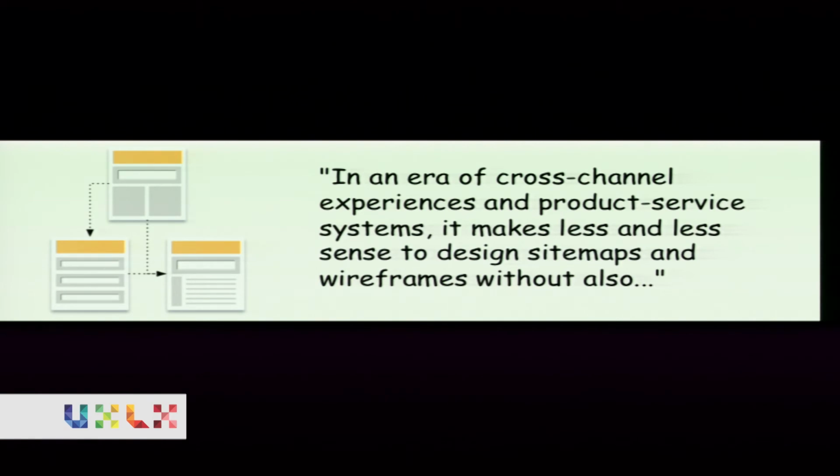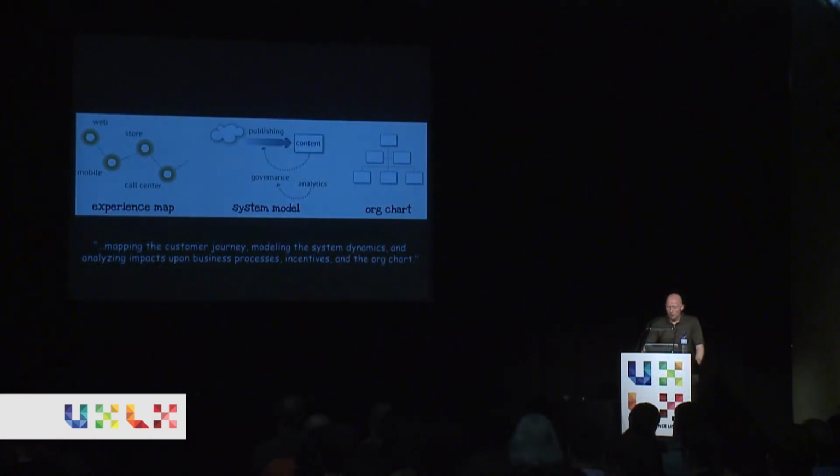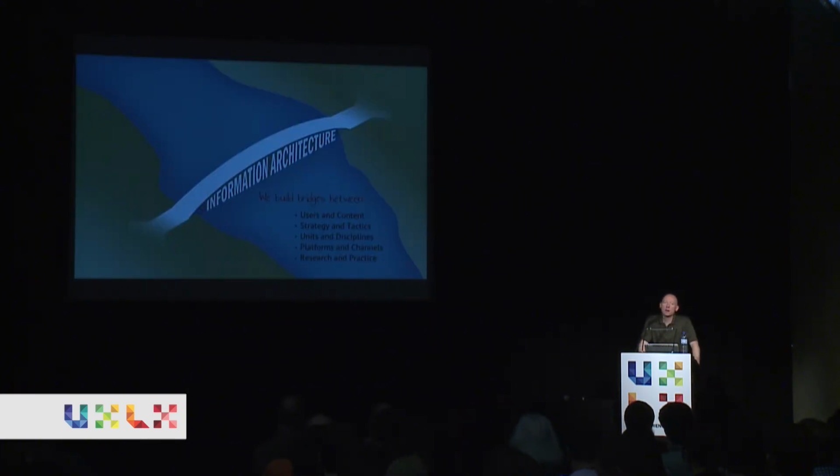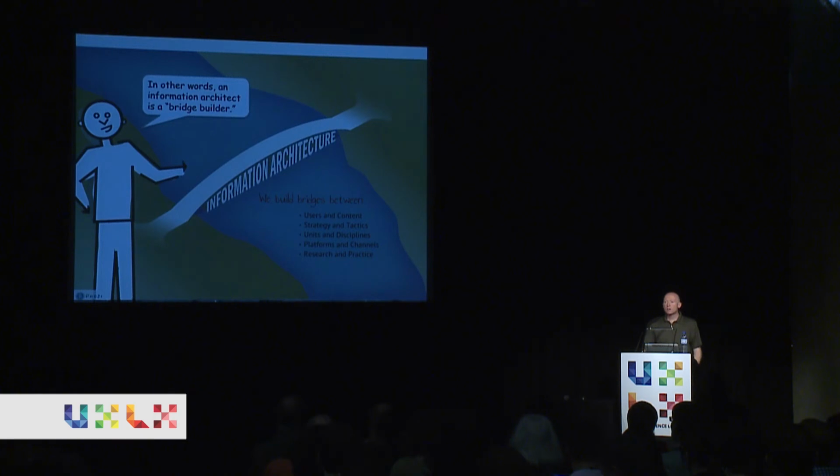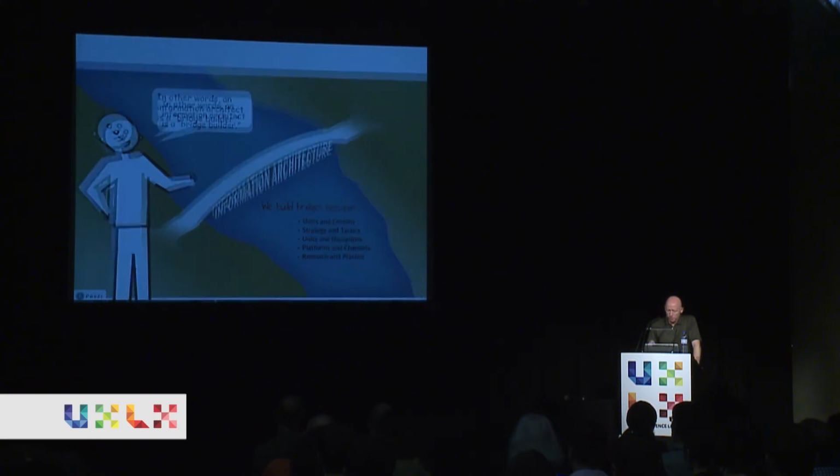In the article, I argue that in an era of cross-channel experiences and product service systems, it makes less and less sense to design sitemaps and wireframes without also mapping the customer journey, modeling the system dynamics, and analyzing impacts on business processes, incentives, and the org chart. And I argue that information architects are bridge builders. And on that note, let me change channels to close, switching over to Kresge. So information architects are bridge builders.